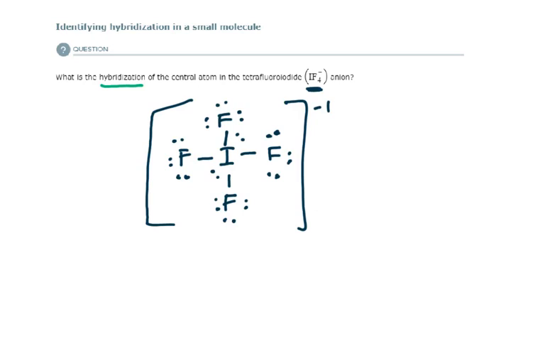Let's check formal charge just to be sure. Formal charge here is 0. Formal charge here is 0. Here's 0. Here's 0. And the formal charge here is 1, 2, 3, 4, 5, 6, 7. 7 minus 8, minus 1. So formal charges are minimized, and the sum of the formal charges is equal to the charge. Perfect. Okay? So the question is, what is the hybridization of the central atom?